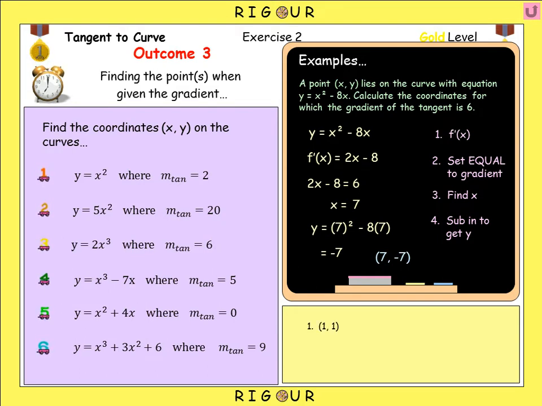So question number 1, the point was (1, 1). Question number 2, the point was (2, 20). Question number 3 gave us 2 points of contact, (1, 2) and (minus 1, minus 2). Question 4, again there's 2 points, (2, minus 6) and (minus 2, 6). Number 5 gave us 1 point of (minus 2, minus 4). And number 6, the 2 points again, (minus 3, 6) and (1, 10).